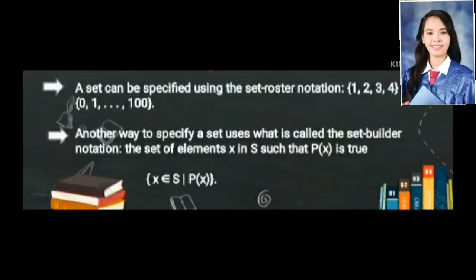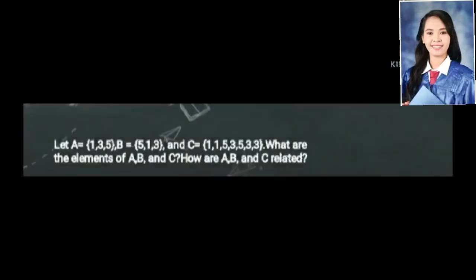A set can be specified using the set roster notation. Examples: let A = {1, 3, 5}, set B = {5, 1, 3}, and set C = {1, 1, 5, 3, 5, 3, 3}. What are the elements of A, B, and C? How are A, B, and C related? As you can see, A, B, and C have exactly the same three elements: 1, 3, 5. Therefore, A, B, and C are simply represented in different ways.